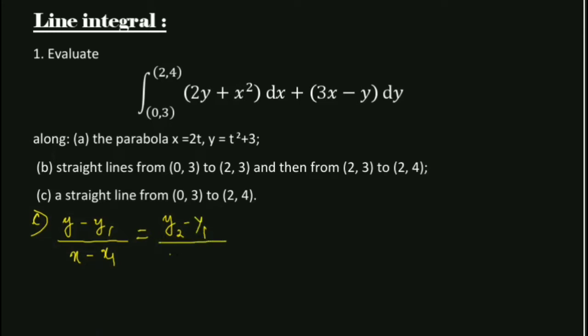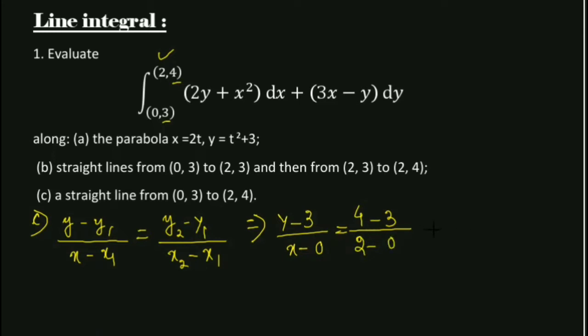The formula is (y minus y1) by (x minus x1) is equal to (y2 minus y1) by (x2 minus x1). This implies y minus y1 is how much? 3. So (y minus 3) by (x minus x1), which is 0, is equal to, y2 is how much? 4. So (4 minus 3) by (x2 minus x1), x2 is 2, so 2 minus 0. Now this gives (y minus 3) by x is equal to 1 by 2.